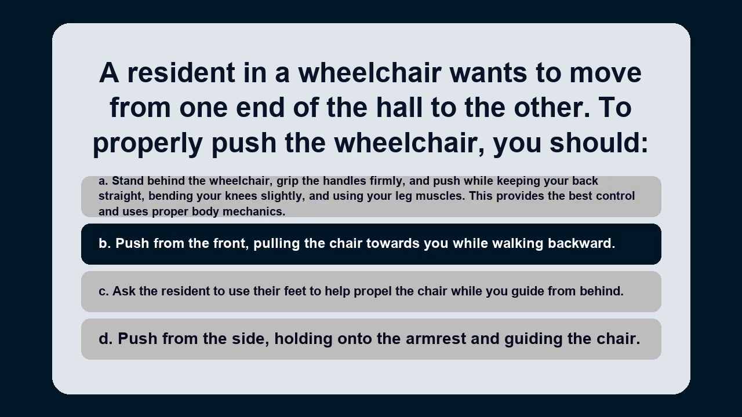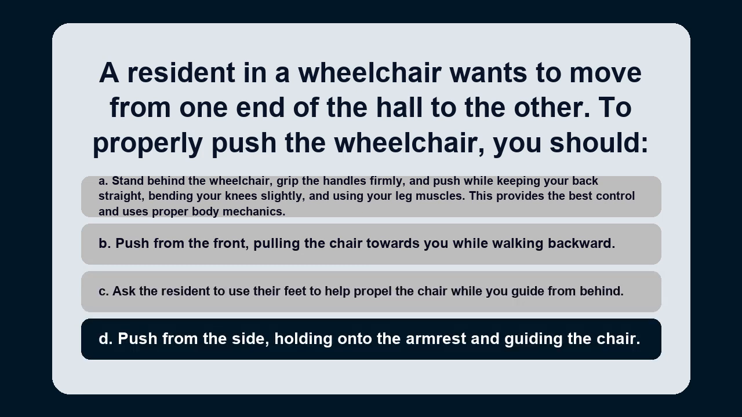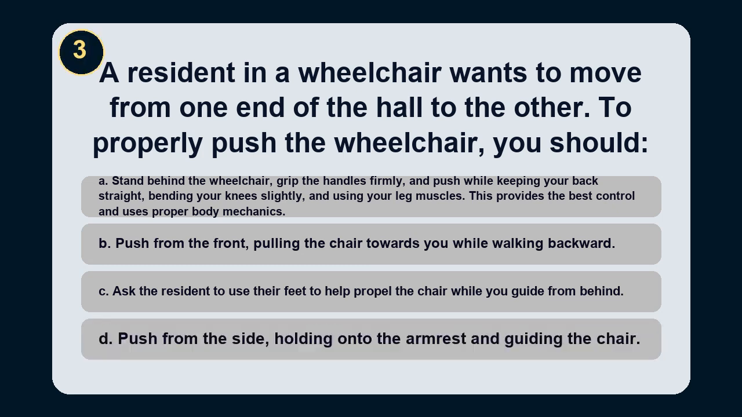Option B. Push from the front, pulling the chair towards you while walking backward. Option C. Ask the resident to use their feet to help propel the chair while you guide from behind. Option D. Push from the side, holding onto the armrest and guiding the chair.